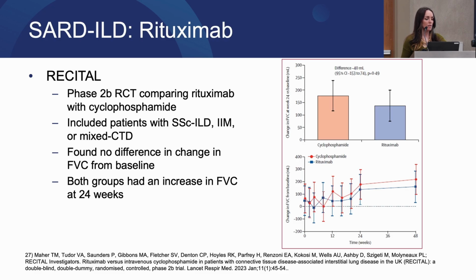Rituximab, this is a phase 2 randomized controlled trial looking at rituximab with cyclophosphamide together. And they looked at patients with different types of autoimmune-related lung diseases with the interstitial process. They found no difference in the change of their forced vital capacity from baseline. Both patients actually had an improvement in their FVC at 24 weeks. So they were efficacious there.